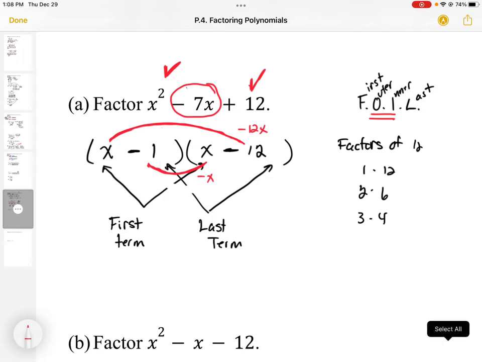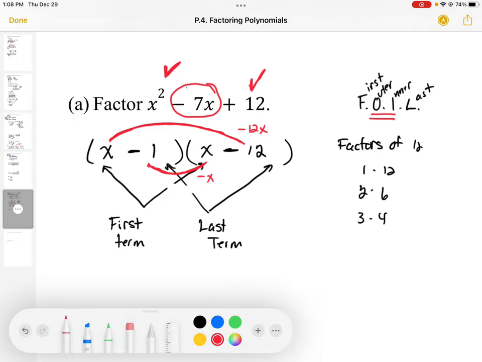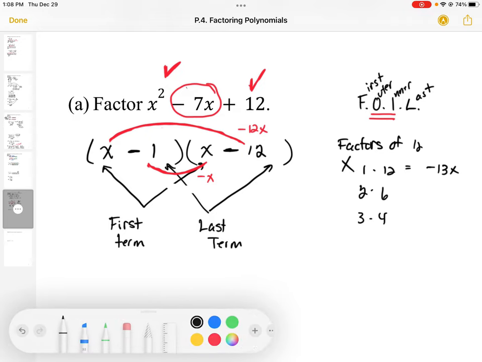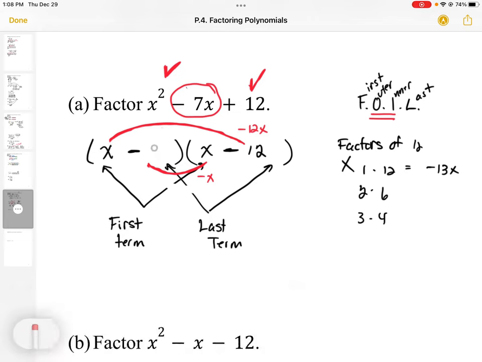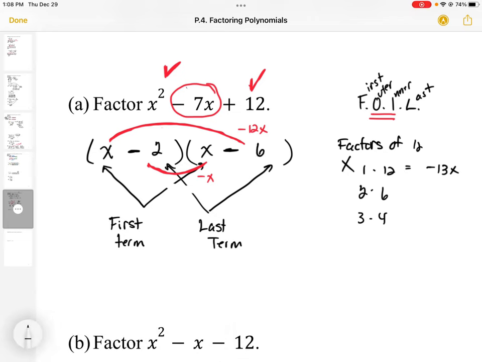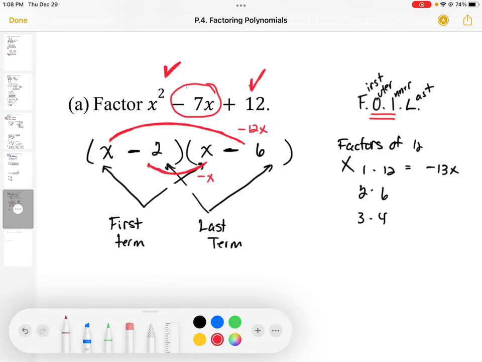That doesn't help us. So let's just go over here. We get negative 13x over on the right side. That doesn't work. Okay, so I'm going to go in and try something else. Let's try our next two factors, 2 and 6. So I put negative 2 and negative 6 there.